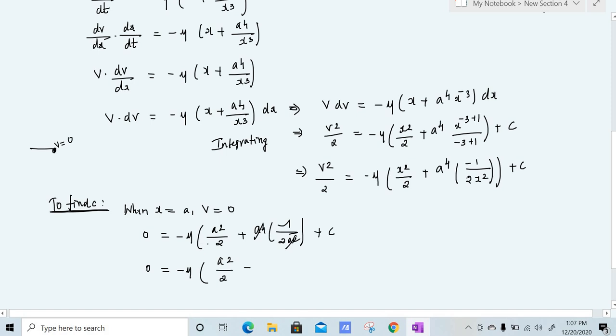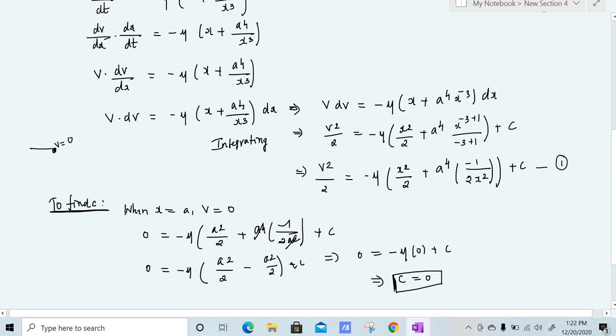This will be minus mu into the integration of x, which is x square by 2, minus this will be again a square by 2, plus c. So this implies 0 is equal to minus mu into 0 plus c. So this implies c is equal to 0. So our integration constant is 0. So therefore let us say this is our equation number 1.